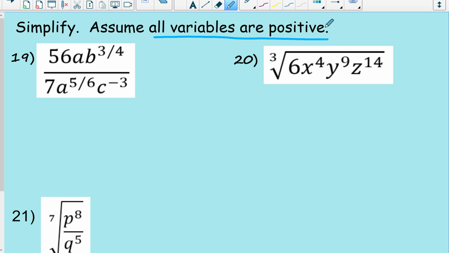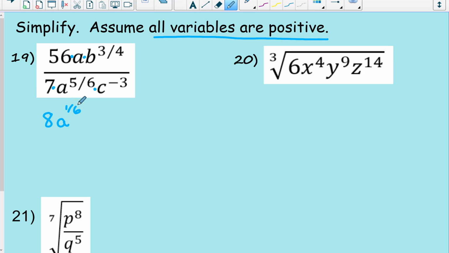So we're not going to worry about absolute value signs. Okay, so when you look at number 19, what you have to realize is that 56 is not married to A. It's 56 times A times B to the 3/4. 7 is not married to A either. It's 7 times A to the 5/6 times C to the negative 3rd. So you can do things with 56 and with 7 independent of the letters. 56 divided by 7 is 8. A divided by A to the 5/6, subtract the powers, you get A to the 1/6.